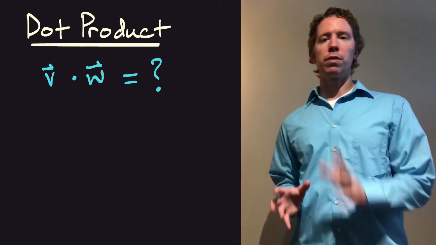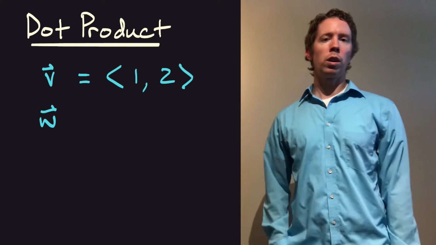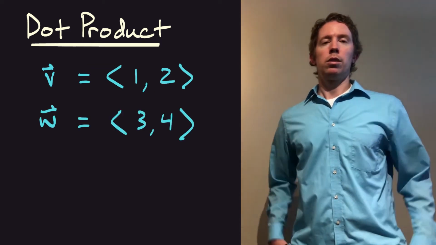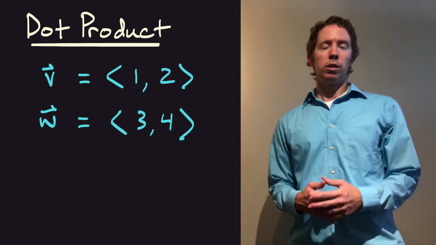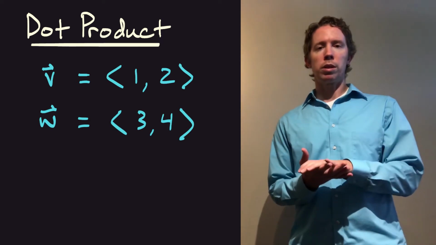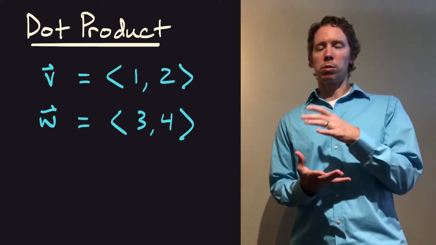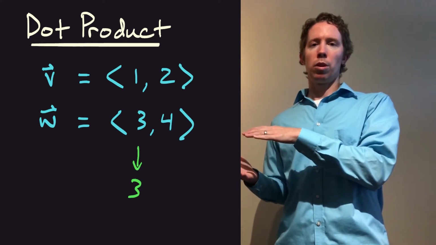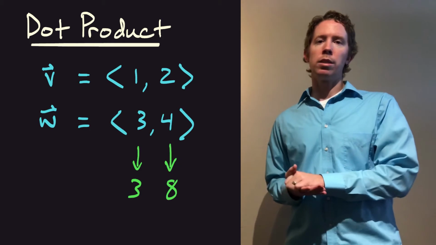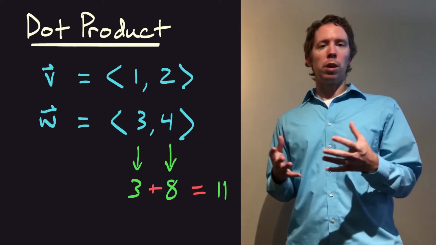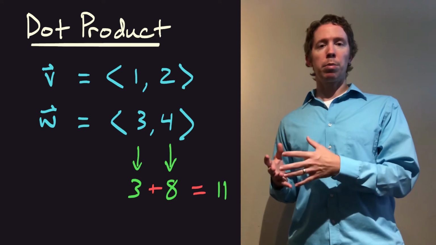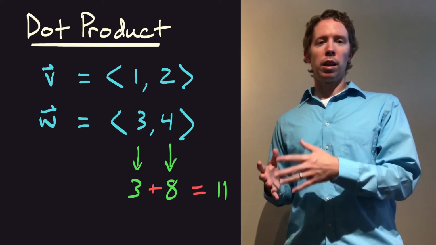So let's say our first vector is the vector 1, 2, and then let's say our second vector is 3, 4. Then the way this works is you just multiply the two x components together. So in this case, 1 times 3 is 3. And then you multiply the two y components together. So 2 times 4 is 8. And then you add those two numbers together. 3 plus 8 is 11. So the dot product of these two vectors is 11.